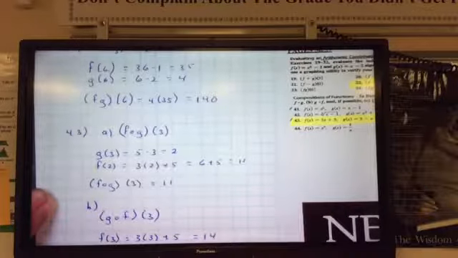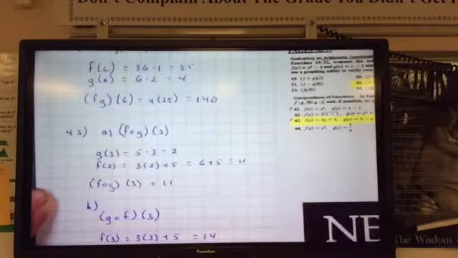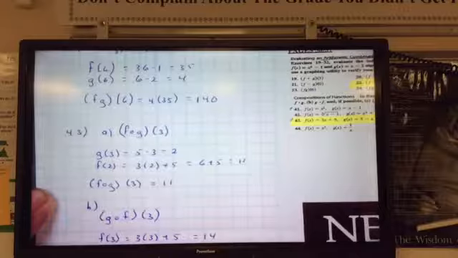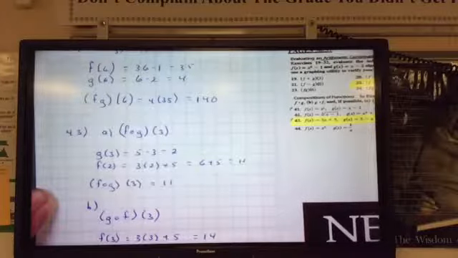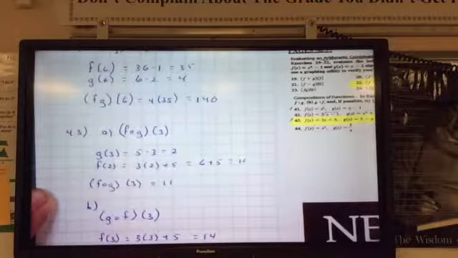And then for part C, we have f of g of 0. So g of 0 is going to be 5 minus 0, which is 5. F of 5 will be 3 times 5 plus 5, which is 20. So f of g of 0 equals 20.